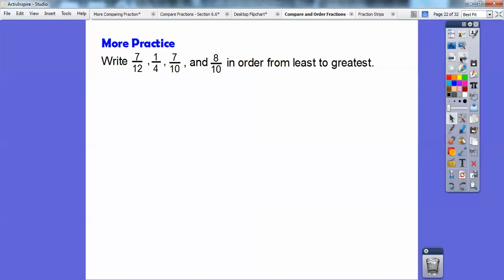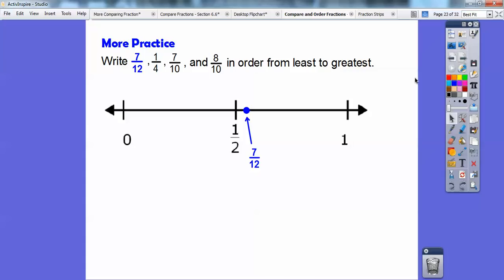All right, so let's try it again, you guys. Let's write these fractions in order from least to greatest right here. I'm going to use a number line. Well, we know where 7/12 is. It's right past 6/12, and 6/12 is a half. So 7/12 is just a little bit past that. How much past? I don't know. It's a little bit past that. Okay, 1/4 is less than a half. In fact, it's half of a half. So there's 1/4 right there.